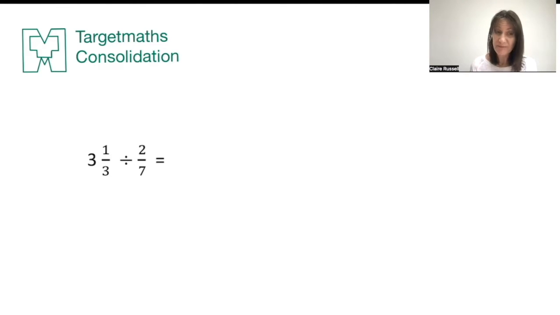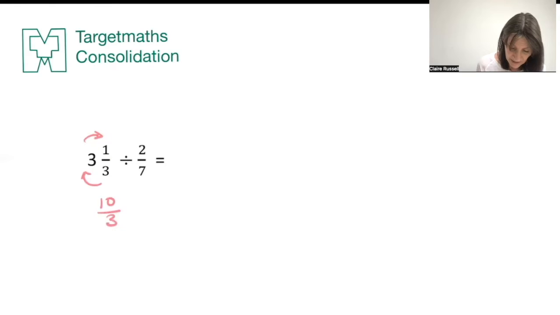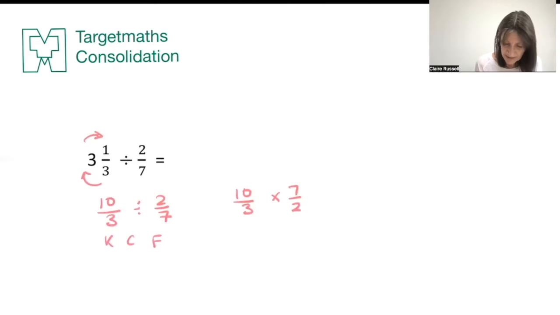Okay, so the first thing that I'm going to do is just take in the question. It is a fraction question. I've got a mixed number in there, which is a bit of a problem, and it's a divide. So I know it's going to be keep, change, flip. So once I've gone in with my knowledge check, I can start working on it. So 3 times 3 is 9 plus 1 is 10. And then I'm going to keep, change, flip. So I've got 10 over 3 times 7 over 2, which will give me 70 over 6.